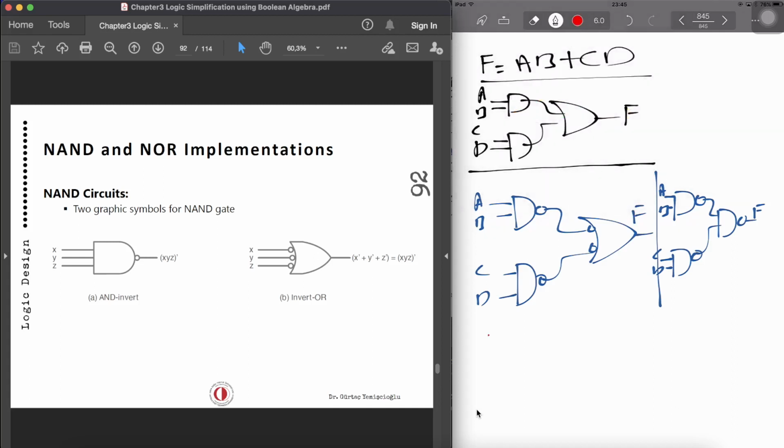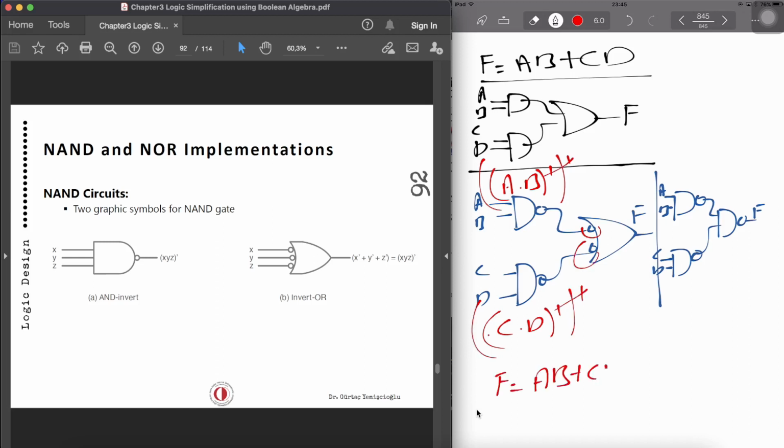This is A dot B prime. This is C dot D prime. So this prime is going to be a prime, and this prime is going to be a prime. These are going to be cancelled. These are going to be cancelled. So F is going to be AB plus CD, which is the same result as this.